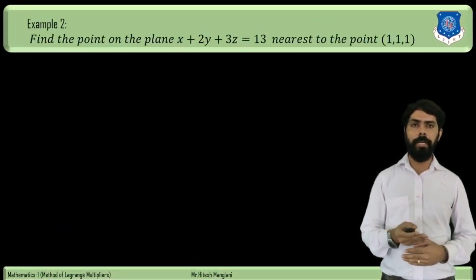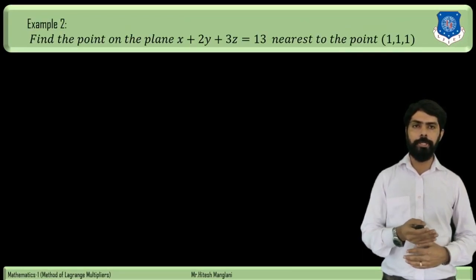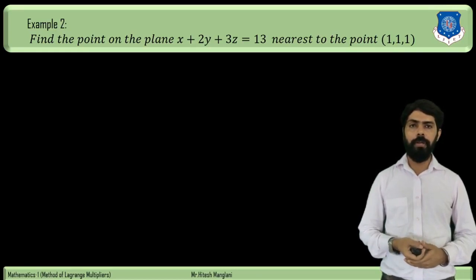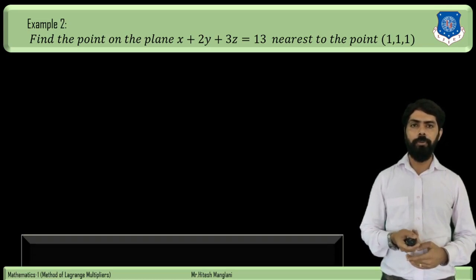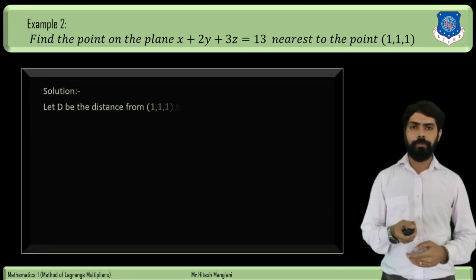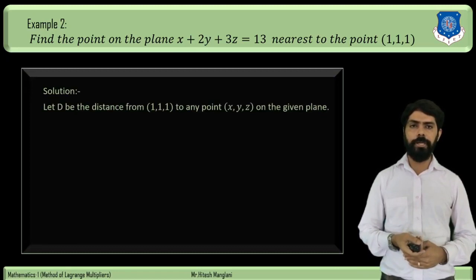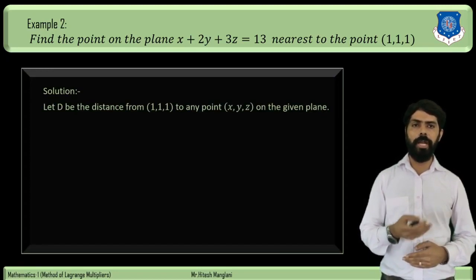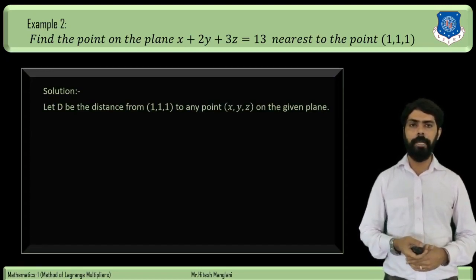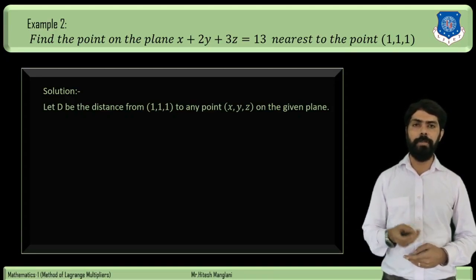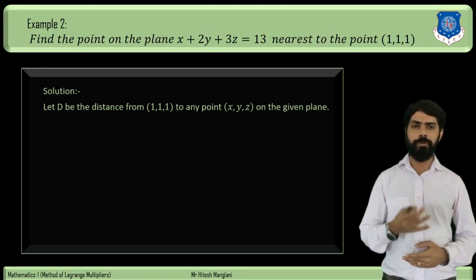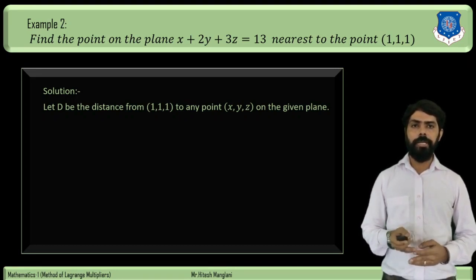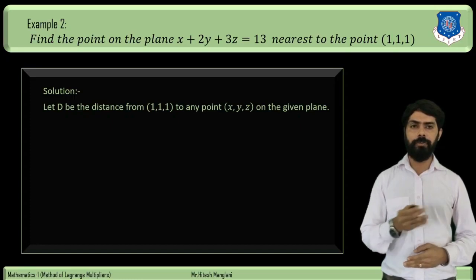Find the point on the plane x plus 2y plus 3z is equal to 13 nearest to the point (1, 1, 1). So here we will have to find the point on the plane which is nearest to the point (1, 1, 1). First of all, suppose capital D is the distance from (1, 1, 1) to any point (x, y, z) on the given plane. So suppose (x, y, z) is any point on the plane, and we will have to find that point, and D is the distance between (1, 1, 1) and (x, y, z).